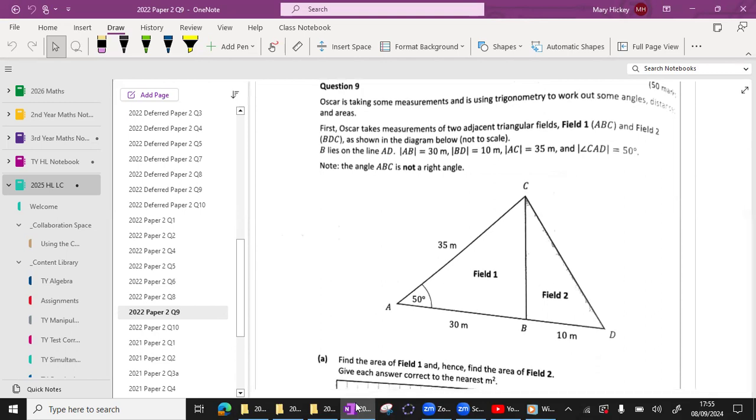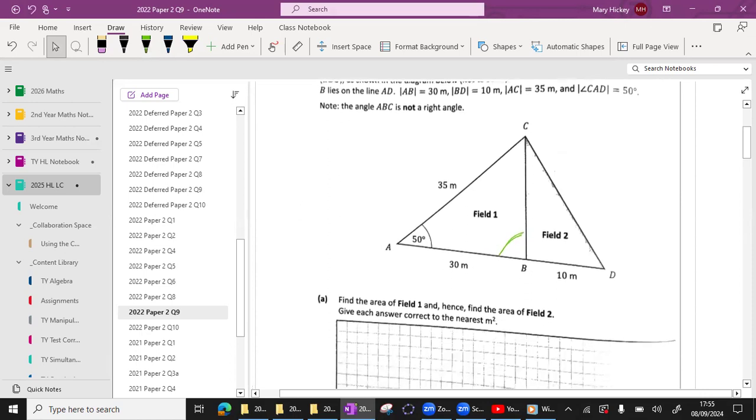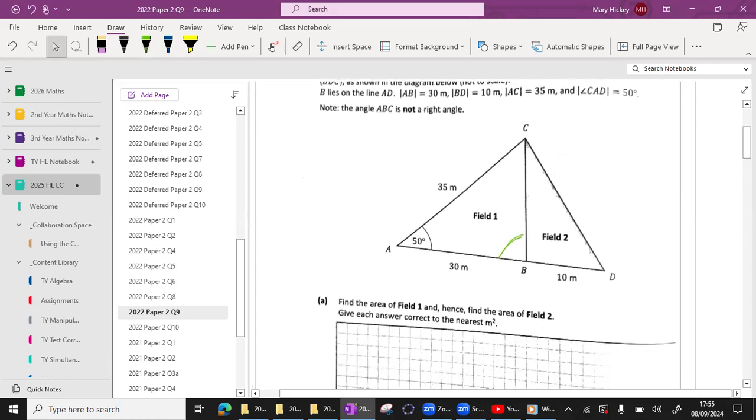not to scale. So not to scale means we can't measure it with a protractor or ruler or anything like that. B lies on the line AD, and we have each of the measurements that are in the diagram, and we are noting that the angle ABC is not a right angle. So the angle down here is not a right angle. Okay, so find the area of field 1.